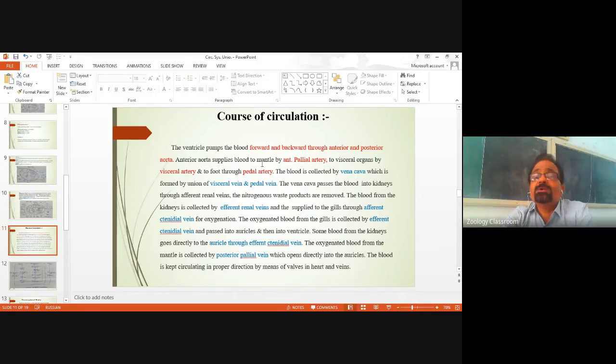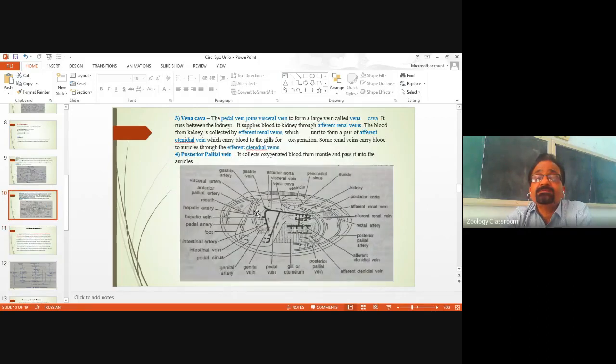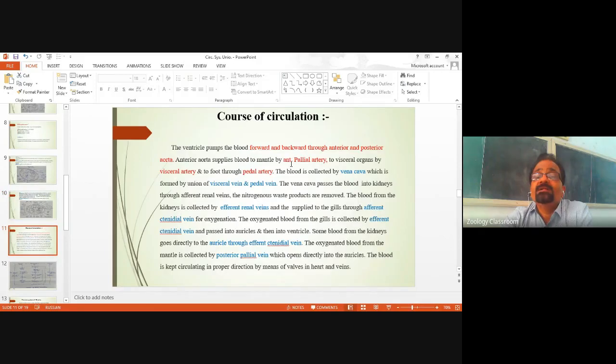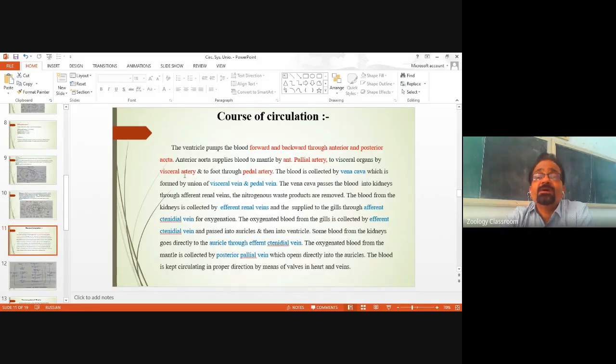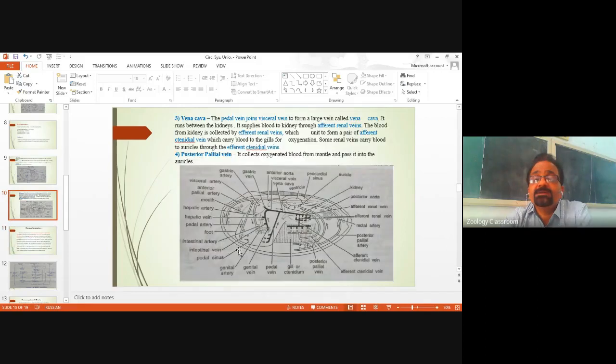The anterior aorta supplies blood to the mantle by, as mentioned, the anterior pallial artery, then to the visceral organs by the visceral artery. See, this is the visceral artery, the visceral organs. Then by the pedal artery, blood is supplied to the foot. See, this is the location of the pedal artery to the foot.